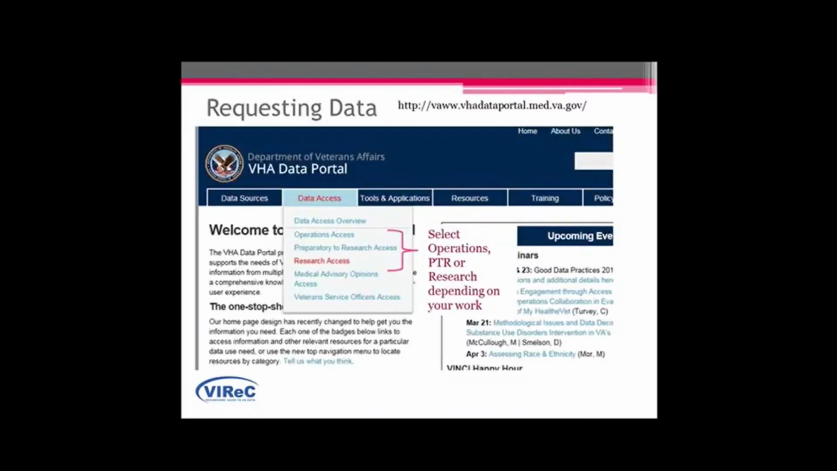First, I want to point out where you would come on the data portal page to request access. As you can see, it is the second link here under data access, and then from the drop-down menu, you would want to select whether you're planning to do operations work, preparatory to research work, or you're planning to start your research project, and that's going to define the way in which you request access to the corporate data warehouse.